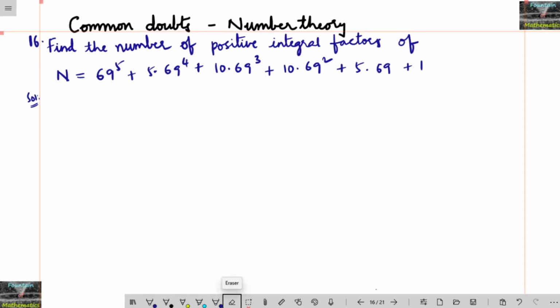Hello students, let's continue common doubts problems in number theory. 16th question. Find the number of positive integral factors of n is equal to 69 to the power 5 plus 5 into 69 power 4 plus 10 into 69 power 3 plus 10 into 69 square plus 5 into 69 to the power 1 plus 1.